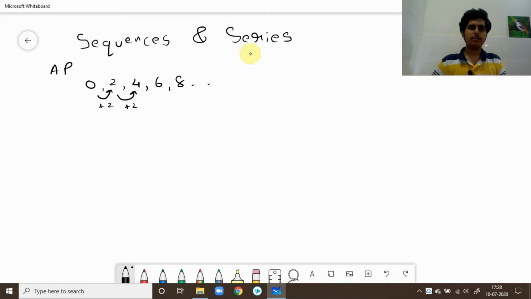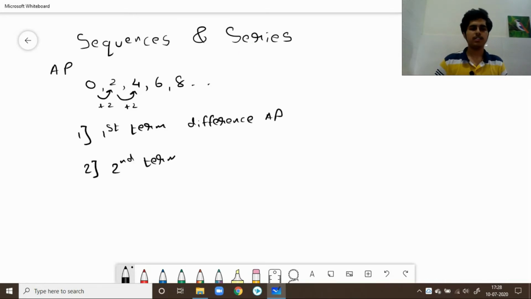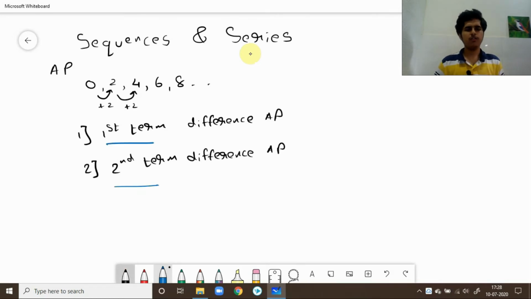We have two types of AP which we'll be learning today. Number one is known as the first term difference, and the second one is the second term difference AP. So what is this first term and second term? To give you a brief idea, in the first term difference you have just a single constant number which you keep adding, but in the second term difference, the number which you are adding is itself in an AP. I think it's getting a little bit too complex. Let's give some examples. We'll begin with the easier one, which is the first term difference.